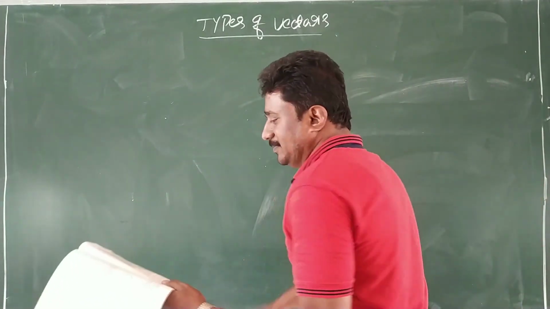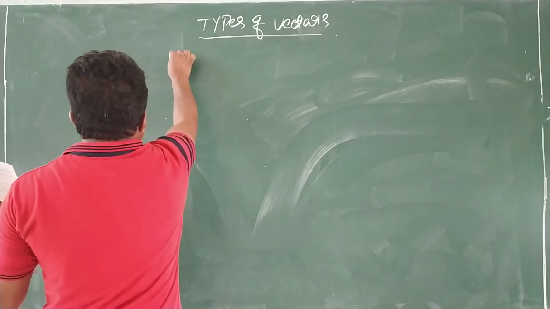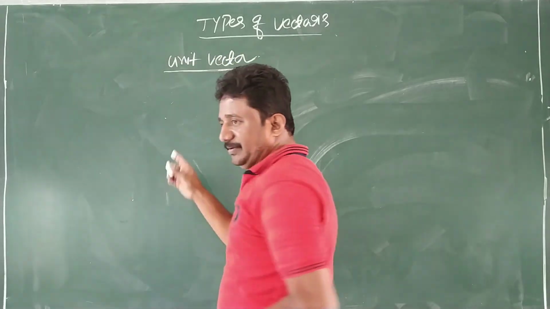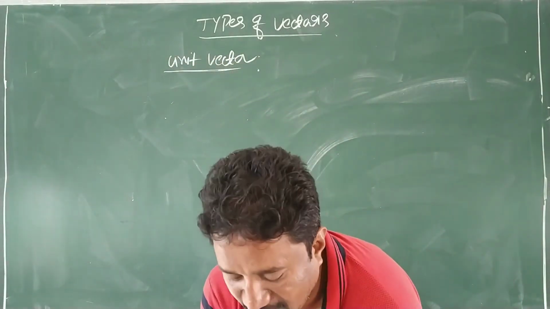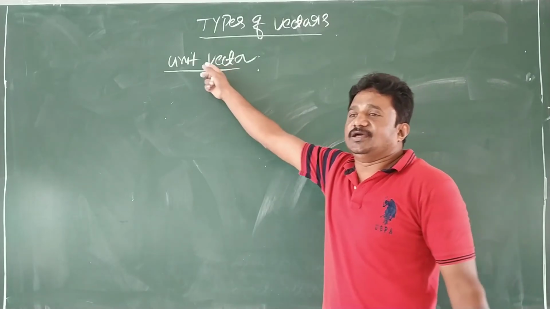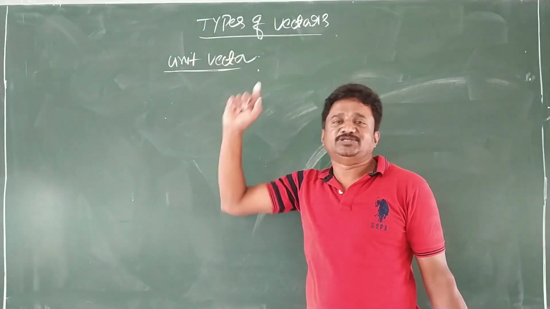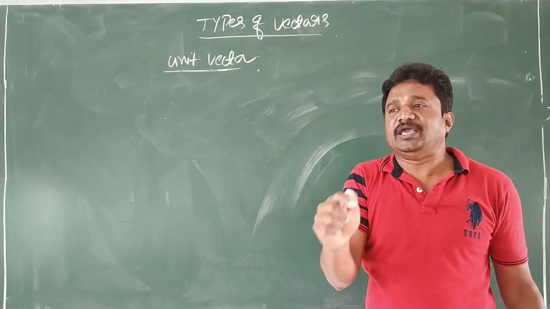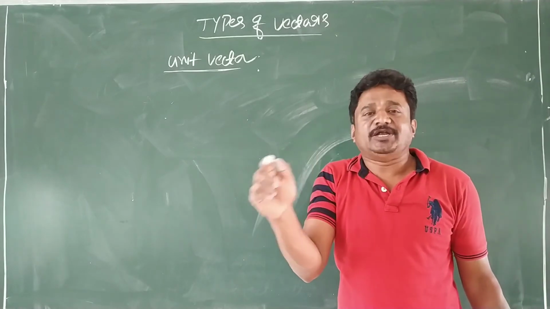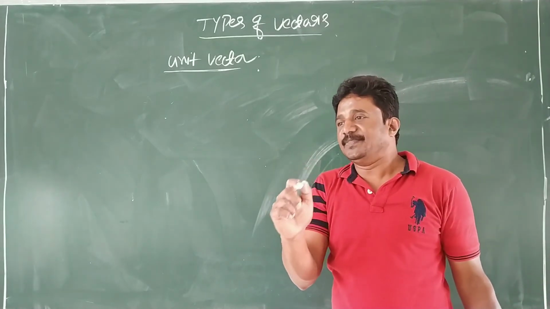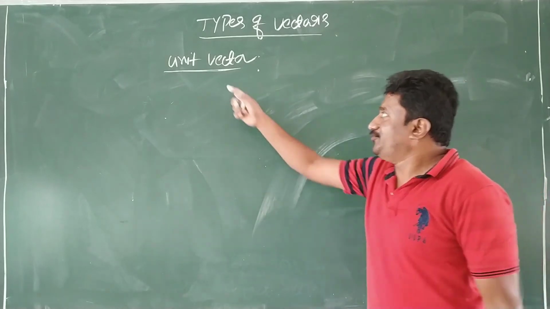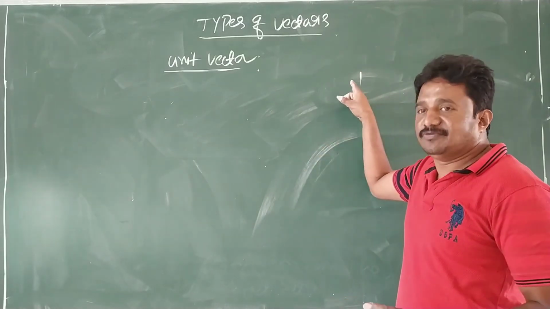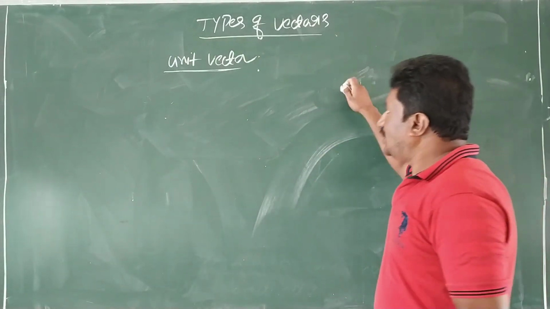Unit vector. From the name itself, unit means one, unity means one. Unit vector: a vector whose magnitude is unity, or a vector with unit magnitude, is called what? A unit vector. Unity means one. Define unit vector: a vector whose magnitude is one is called what? A unit vector.